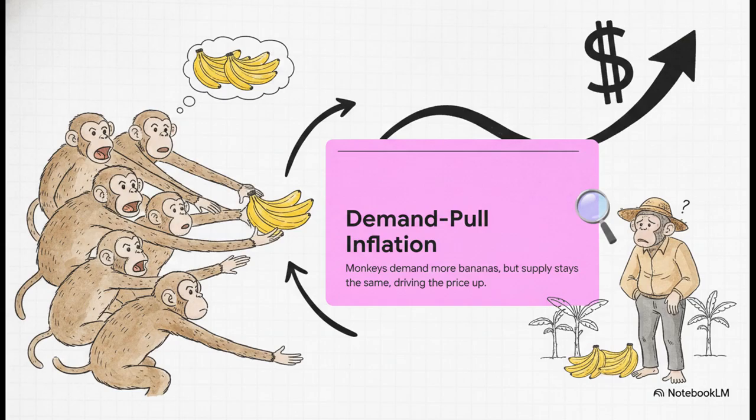Because there's this sudden, much higher demand chasing a totally flat, unchanging supply, those available bananas become significantly rarer to the average monkey. When monkeys want more but the supply is completely flat, the price of the banana simply has to increase. The surging demand literally pulls the price up.